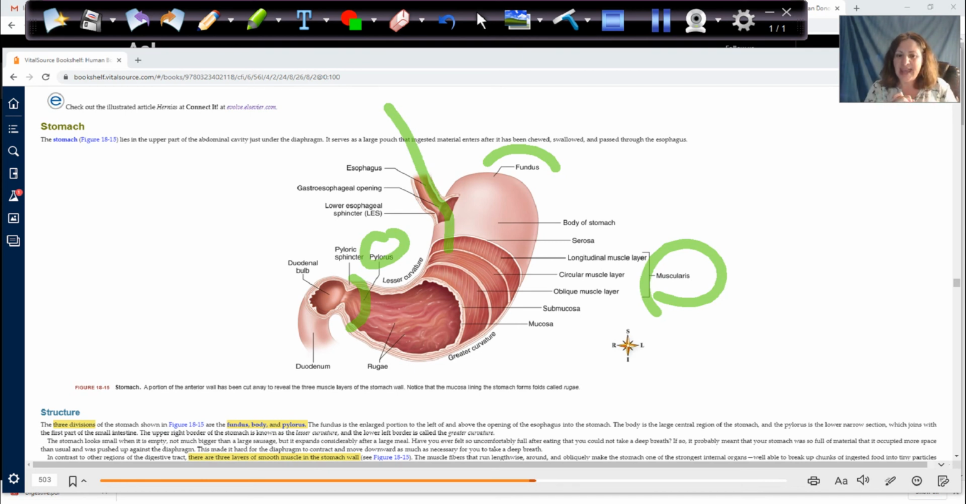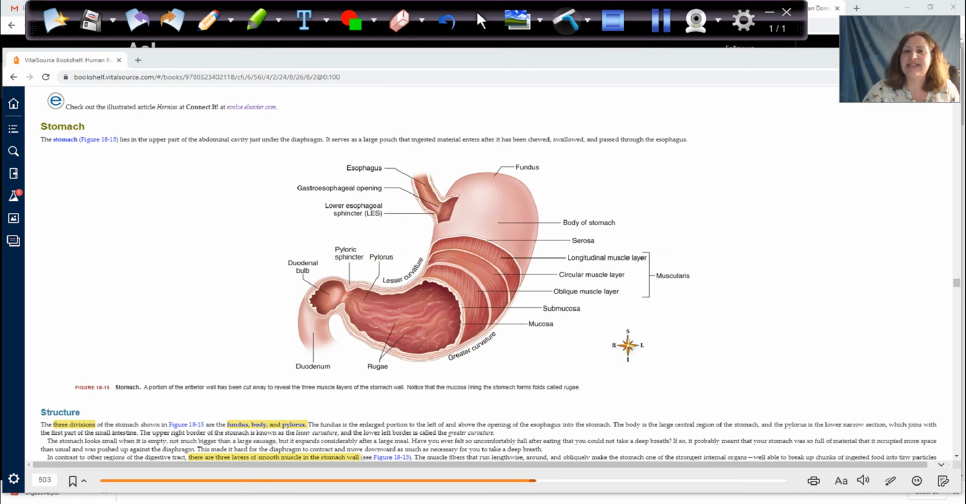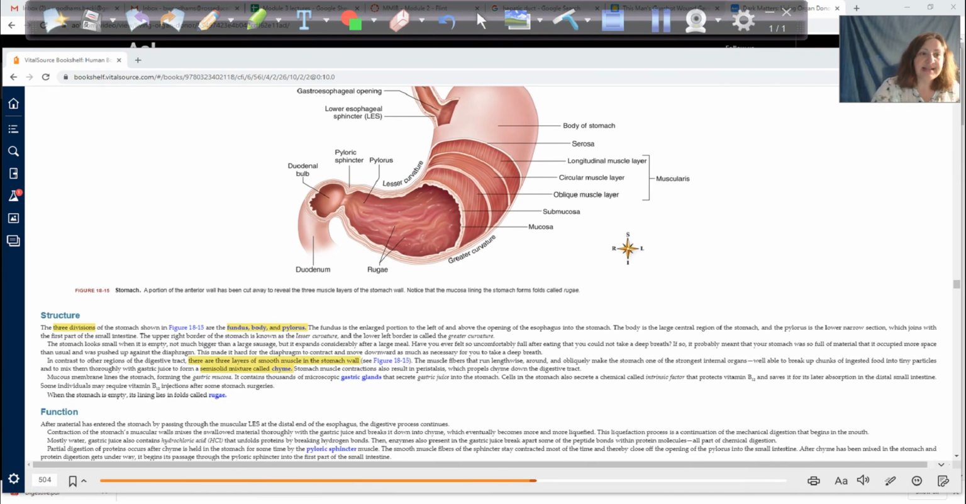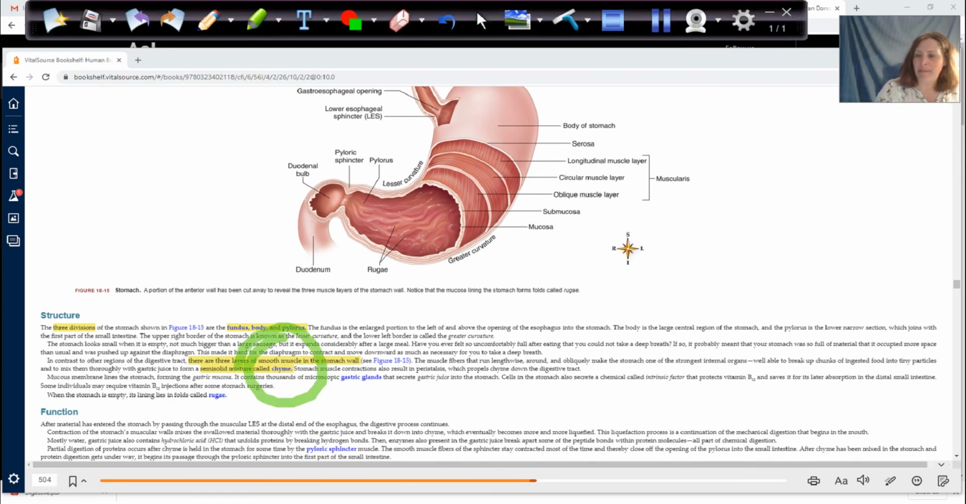Okay, because we can't put big chunks of food into the intestines. We have to get that down into that slushy mixture. That slushy mixture is called chyme, C-H-Y-M-E. Okay, chyme, and that's the fluid makeup that's now going to go into the intestines.